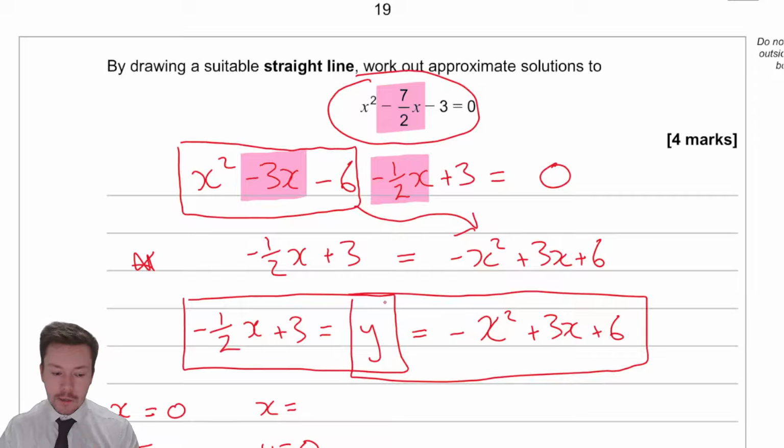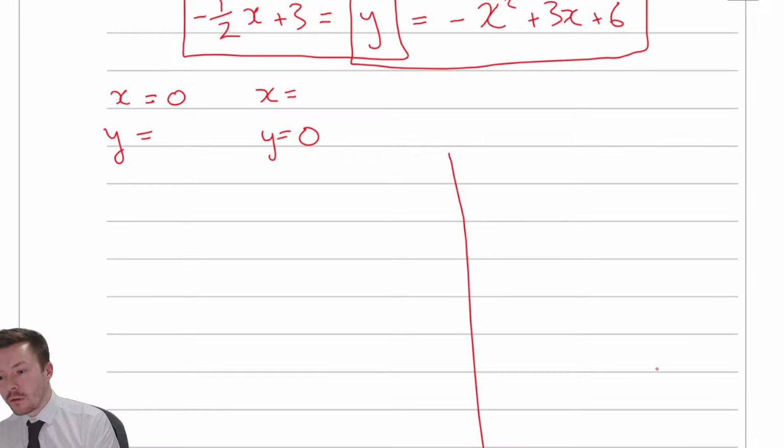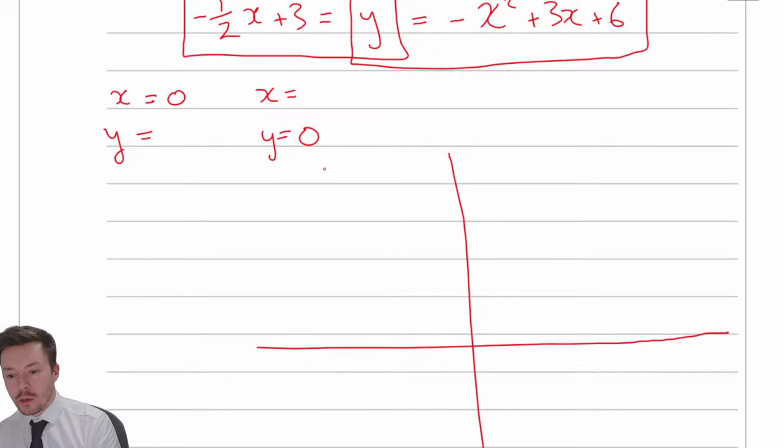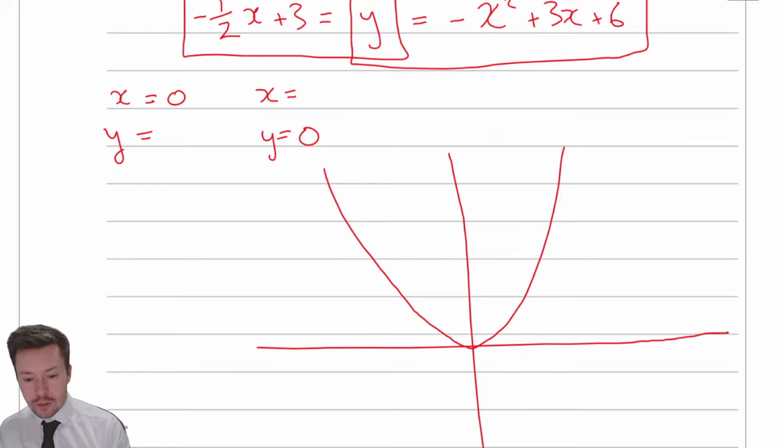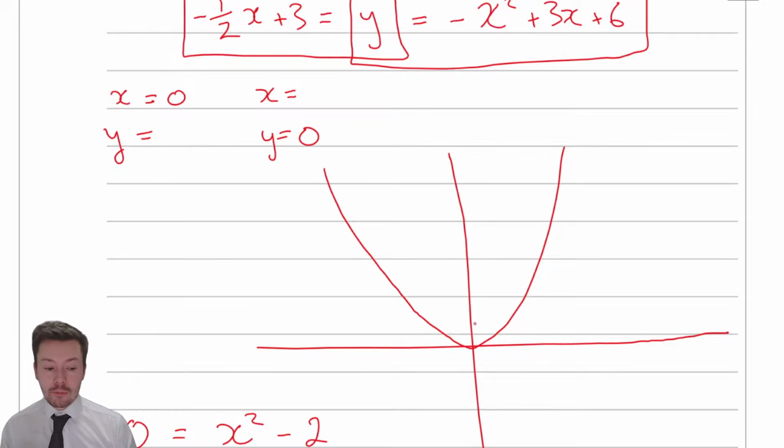Hopefully that's helped explain it. If it hasn't, what I would suggest is trying to look for similar problems on Maths Genie, which are a little bit easier to understand. I mean, if I try and give you an easier one now, so let's say I've got y equals x squared, that's plotted, and I want to know the solution to 0 equals x squared minus 2 using this graph and plotting a line on it.